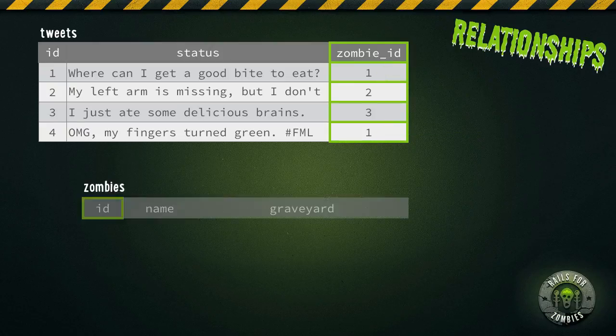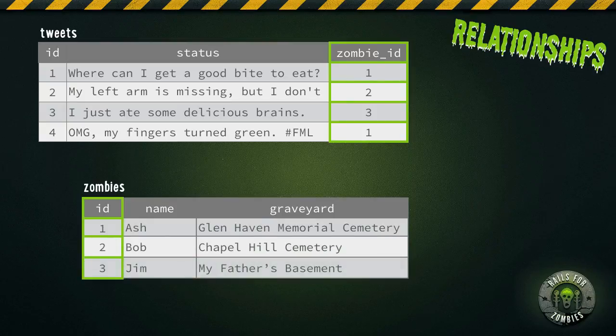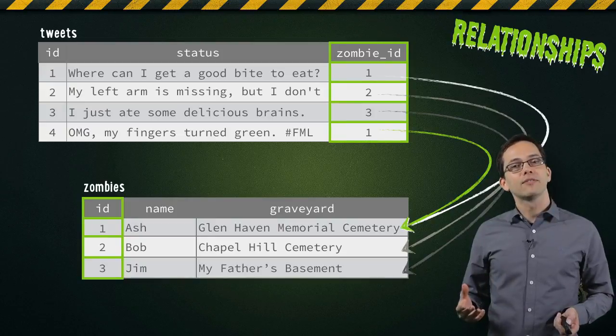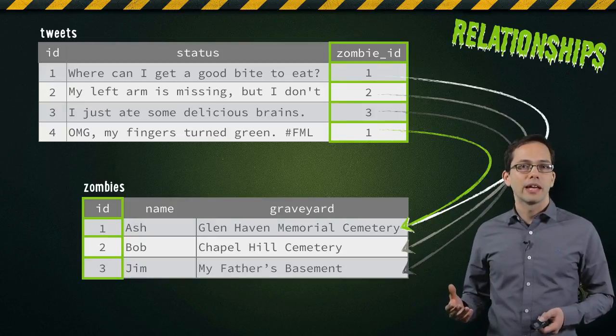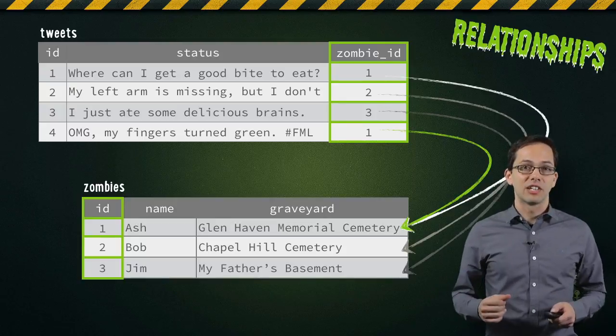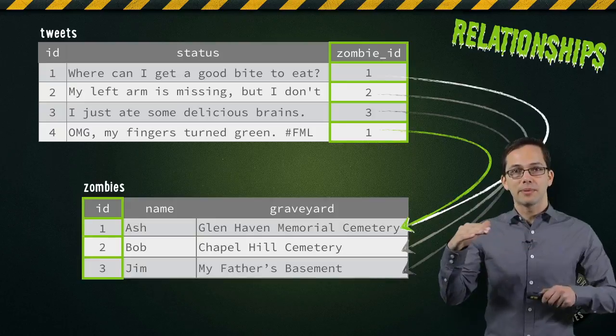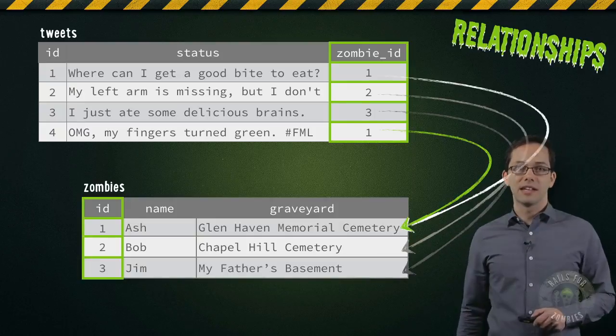Now here comes our zombies table. We're now specifying the zombie name and the graveyard it belongs to. And you'll notice that the ID on this table refers to the zombie ID up in the tweets table. The only thing that's left for us to do is to figure out some way to tell our Rails application that this relationship exists. We need to map these two models together.